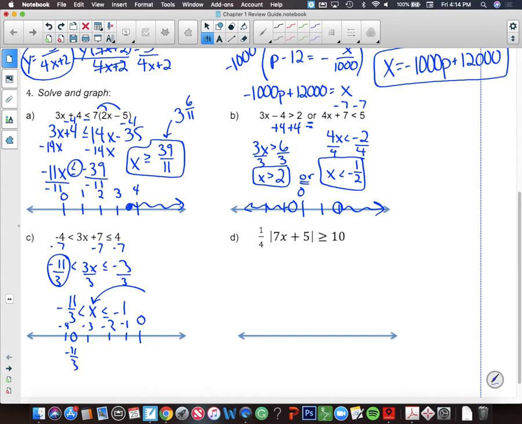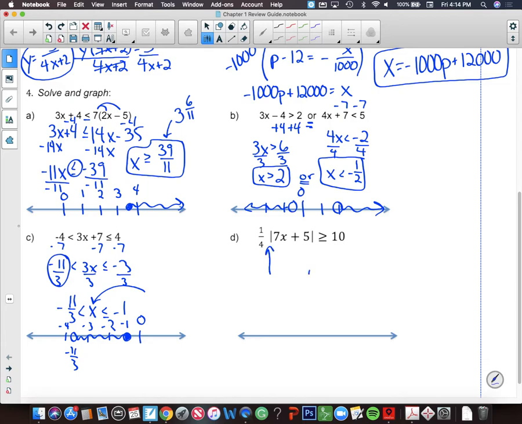And then a negative 1 is here. And we're just going to go everything in between. Okay? So you're going to graph everything in between there. And then I needed to shade that one in because that is a less than or equal to on the right-hand side there. So D, that's an absolute value inequality, right?